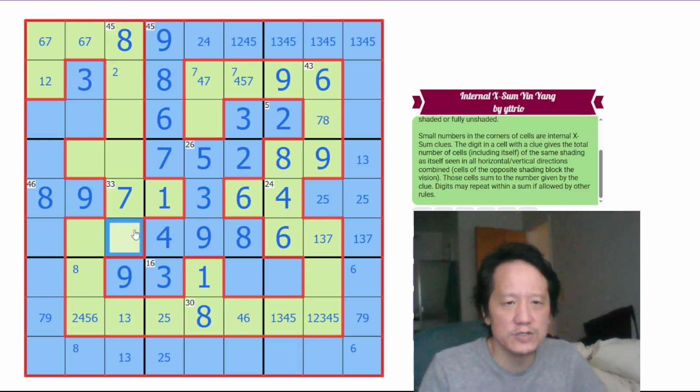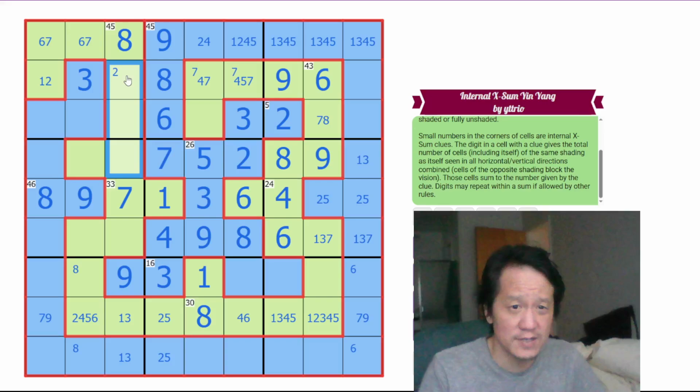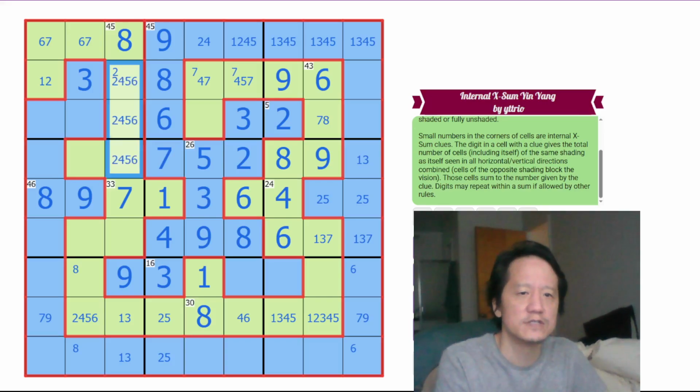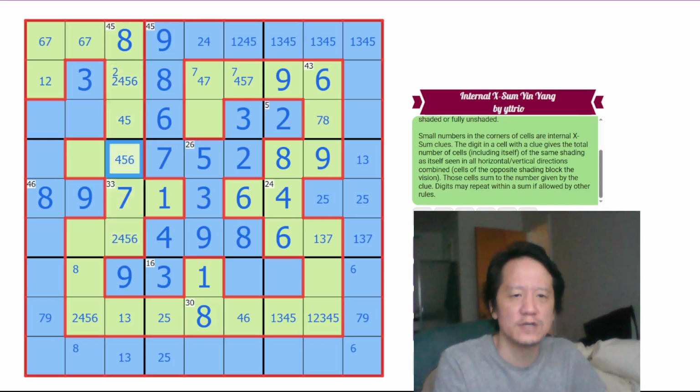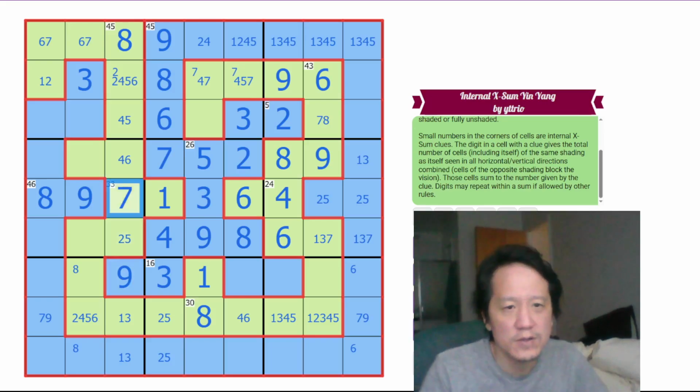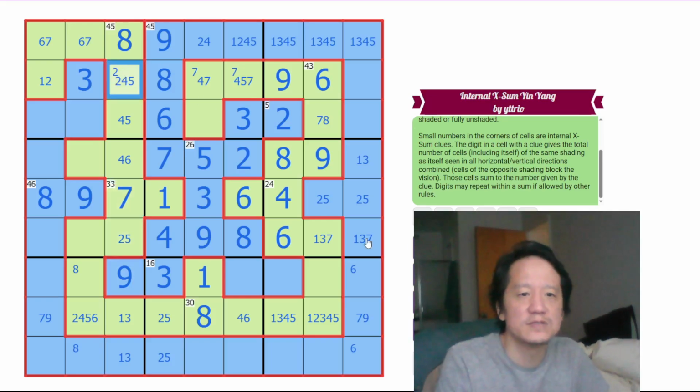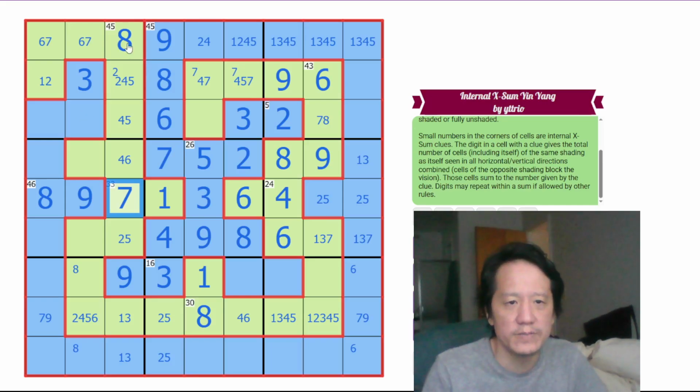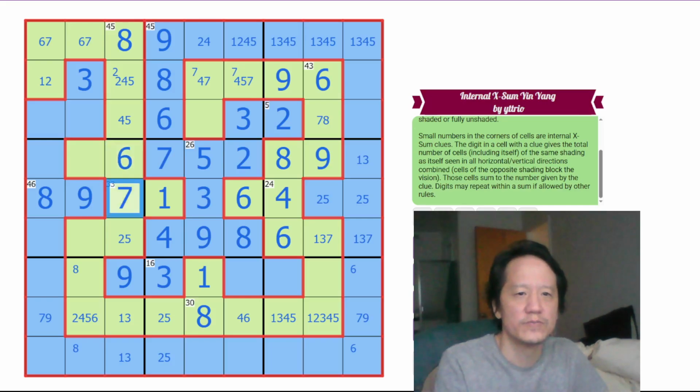This must be 2, 4, 5, 6, 7. Or 2, 4, 5, 6 as the remaining digits here. This can't be 2 or 6. This can't be 2. This can't be 6. This can't be 5. This can't be 4 here. And this can't be 6. We need a 6 in the column. 6 can't be either of these or this, so this must be a 6 here.